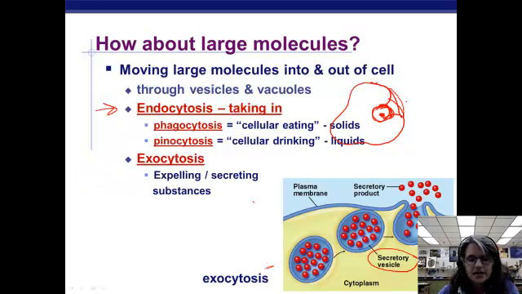Exocytosis is getting rid of large amounts of substances. Usually we're thinking waste, but sometimes it is secretion of something useful outside of a cell. But in this case, let's presume these red molecules are waste products. They would be packaged inside a vesicle, and the vesicle would make contact with the outer cell membrane, and then it would simply release the products or the waste to the outside.